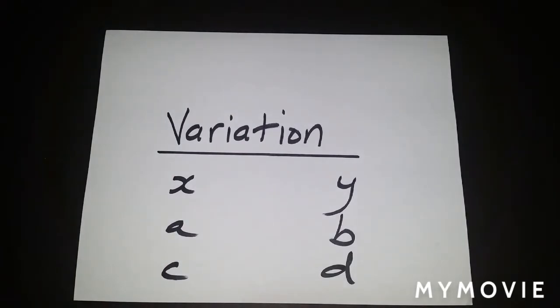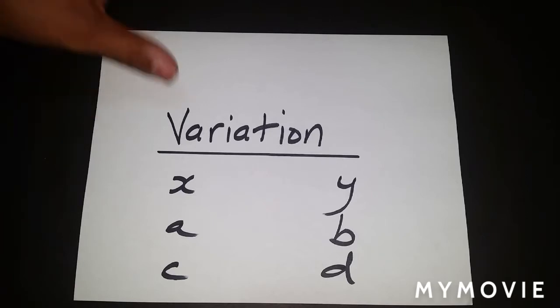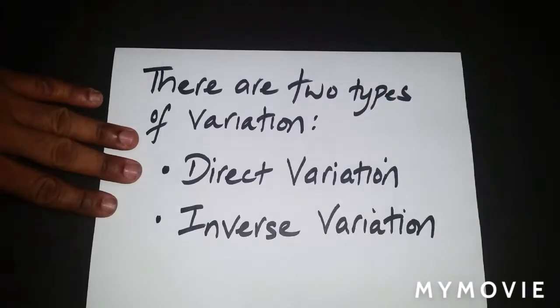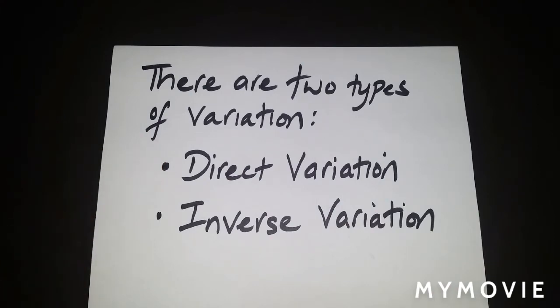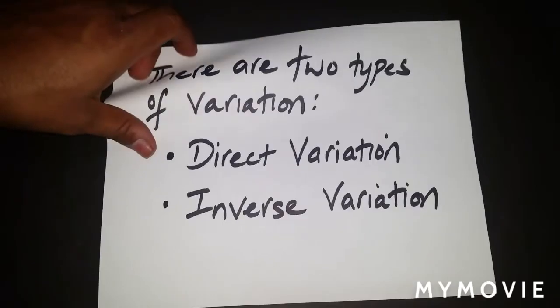So right now, just having here that variation speaks to the relationship between one variable and another, all right? As far as variables are concerned, let's just think of one letter as being a variable. So variation is a relationship between two variables. Okay, get that out of the way. Now, there are two types of variation: direct variation and inverse variation, and we're going to be looking at what each is actually saying.